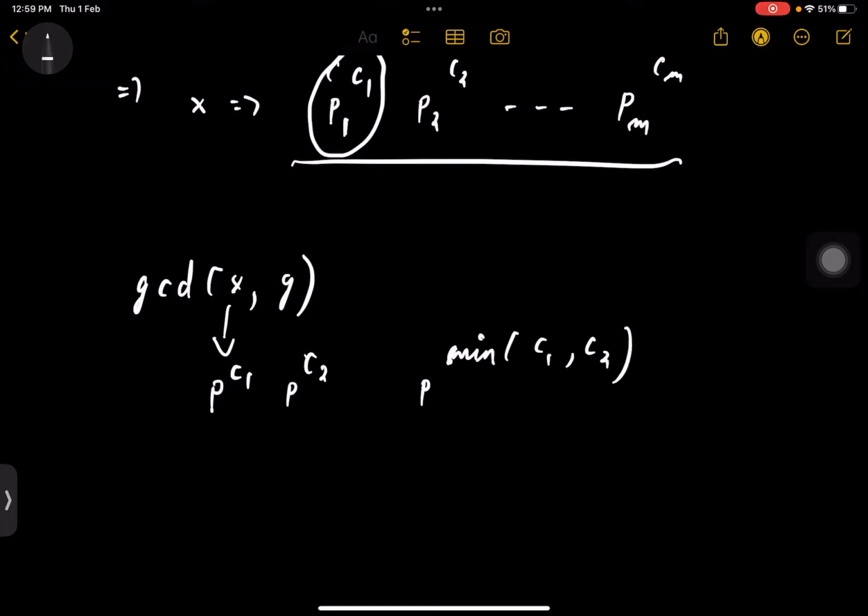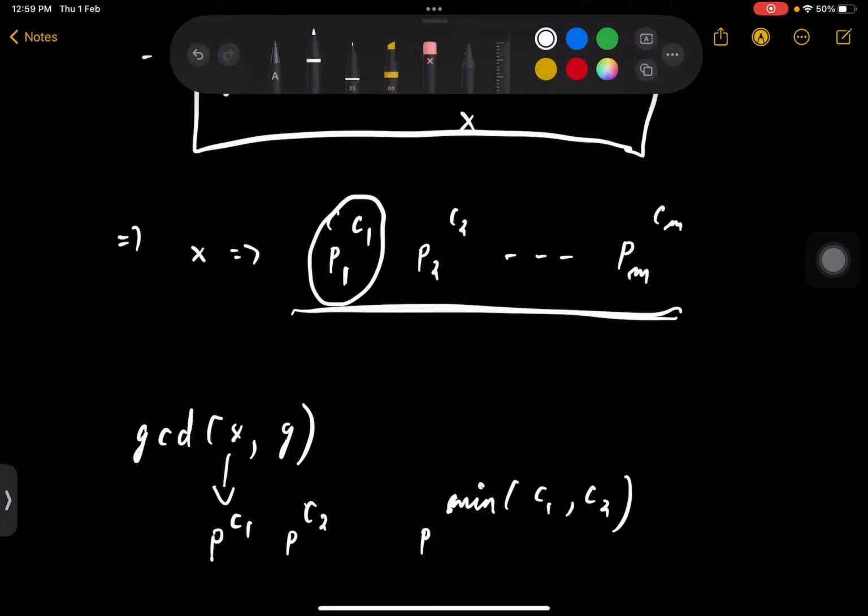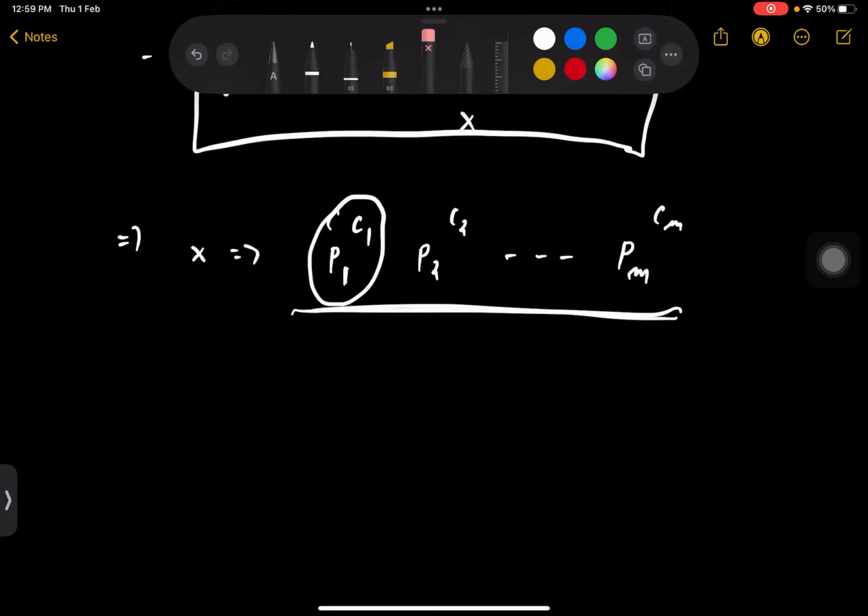So from this we can see for sure that in the GCD there won't exist any prime factor which is not in this set, because if there is some prime factor which is not in this set, that means it will not exist. Its prime power is 0. So basically, in GCD of x comma y, all the prime factors will be from this set only. Yeah, that is true. So now let us see for a single prime.